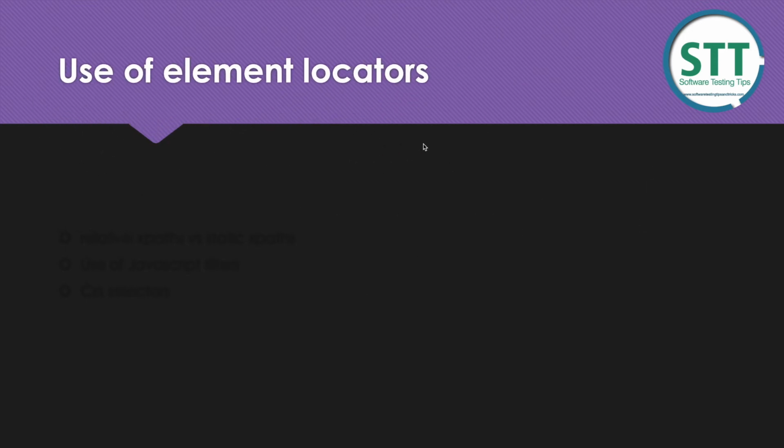Next is the use of element locators. In automation, basically UI-based automation, we use XPath. So we have relative XPath versus static XPath.